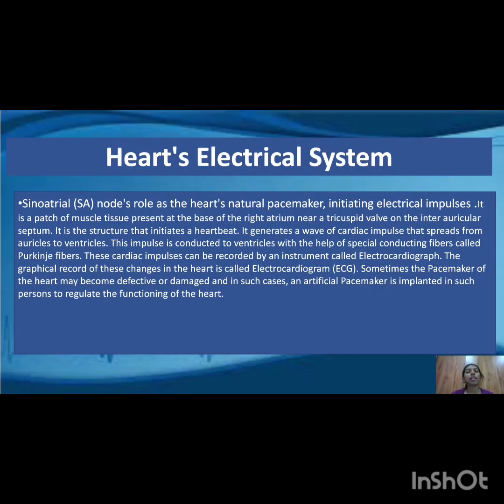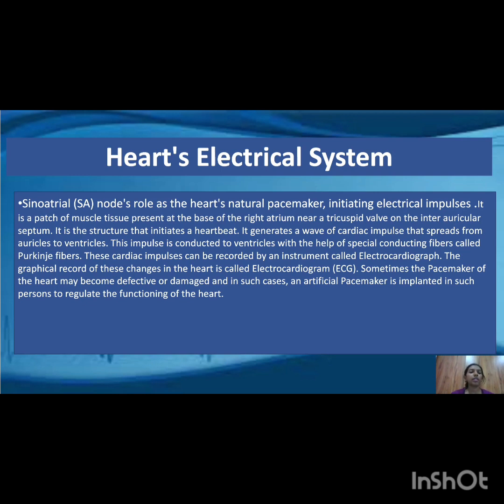Let's see about the heart's electrical system. The SA node, or sinoatrial node, plays the role of the heart's natural pacemaker, initiating electrical impulses. It is a patch of muscle tissue present at the base of the right atrium near the tricuspid valve on the interatrial septum. It is the structure that initiates a heartbeat. It generates a wave of cardiac impulses that spread from the atria to the ventricles. These impulses are conducted to the ventricles with the help of special conducting fibers called Purkinje fibers.